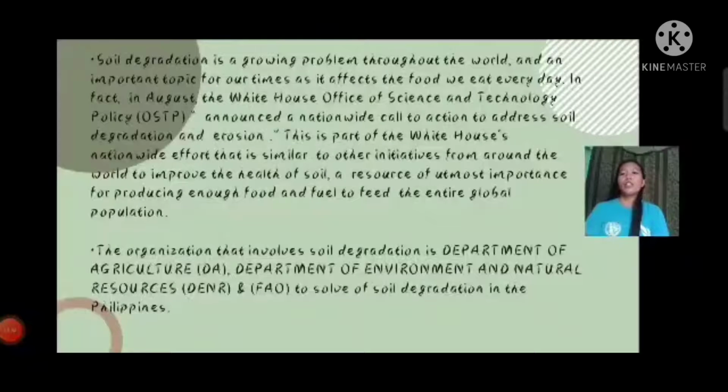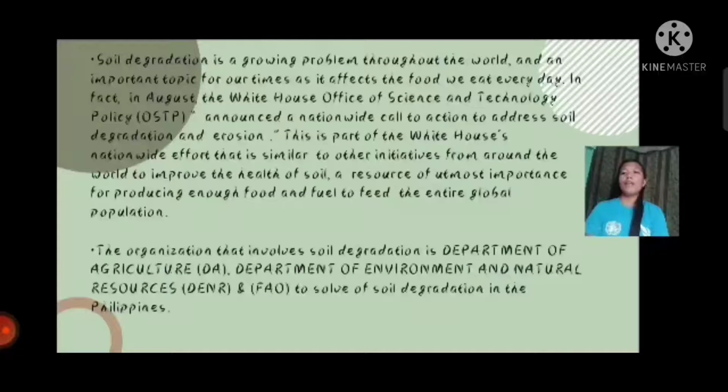Soil degradation is a growing problem throughout the world and an important topic for our times as it affects the food we eat every day. In fact, in August, the White House Office of Science and Technology Policy, or OSTP, announced a nationwide call to action to address soil degradation and erosion.